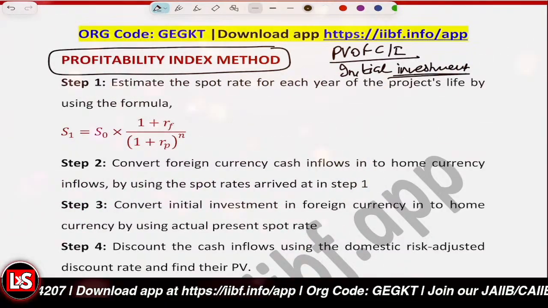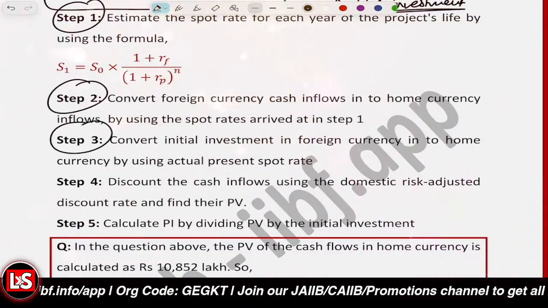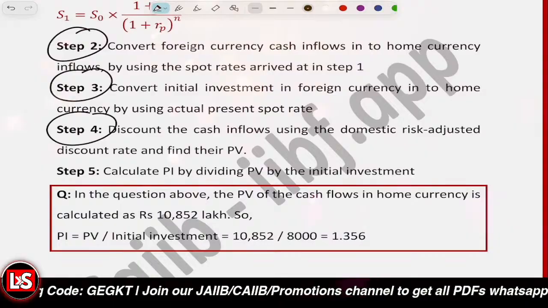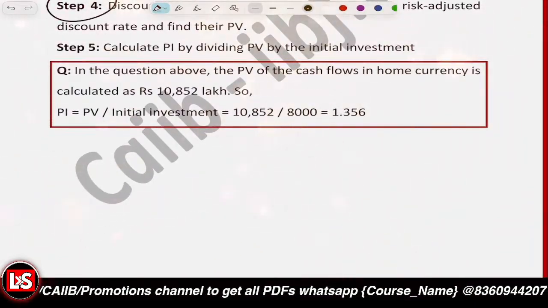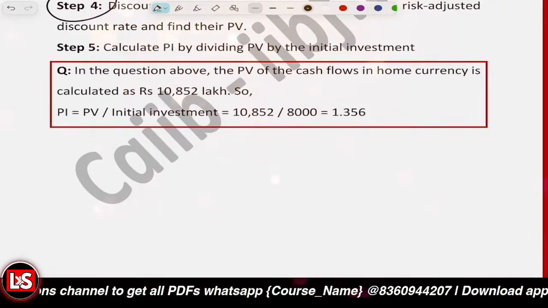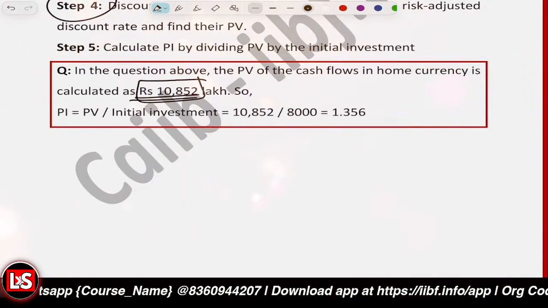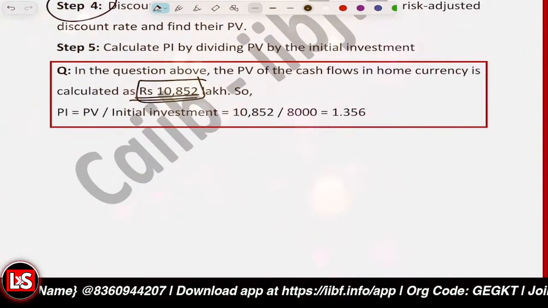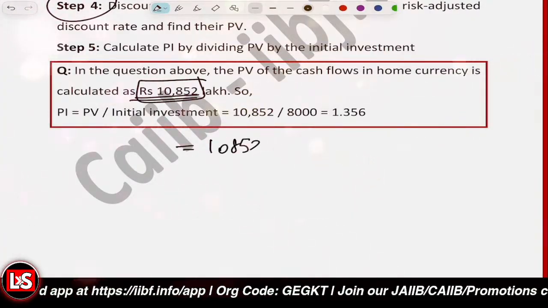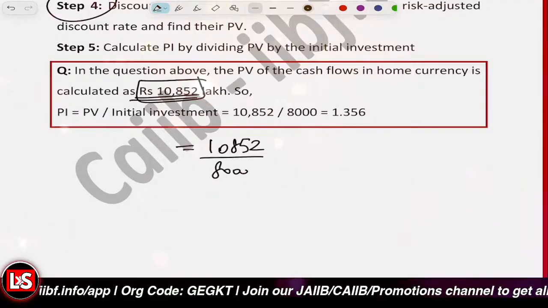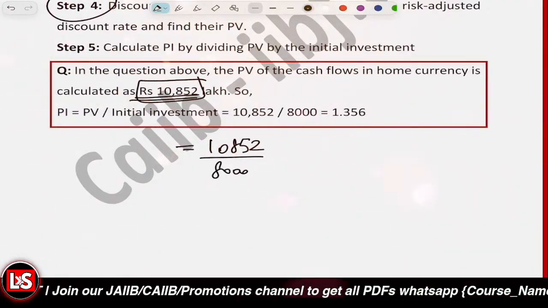So here also we are to follow steps 1, 2, 3, and 4. Discounting is to be done, and then we'll be calculating the PV. For this case, we are provided with the initial investment of 8,000 lakh as per the previous questions, and we calculated the present value of the cash inflows to be 10,852. So what will be PI? It is PV of the cash inflows, 10,852 divided by 8,000. It is coming out to 1.356. So the profitability index is 1.356.